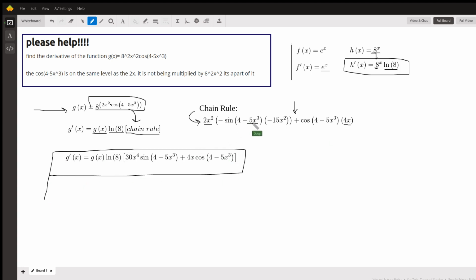Simplified a little bit. Negative 15x squared times this negative right here gives us plus 30x to the fourth sine of 4 minus 5x cubed plus 4x cosine 4 minus 5x cubed. Of course, this g of x could be replaced by this entire thing right here.